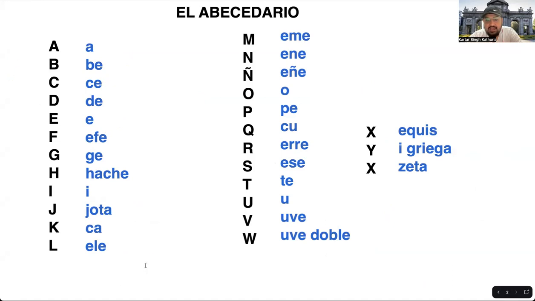So if I have to tell the spelling of my name, in English, I would have said it the English way. But in Spanish, if I were to tell someone the spelling of my name, I would say K, A, R, T, A, R. Right? Now we will look at a few words that are similar in English, but the pronunciation is different.